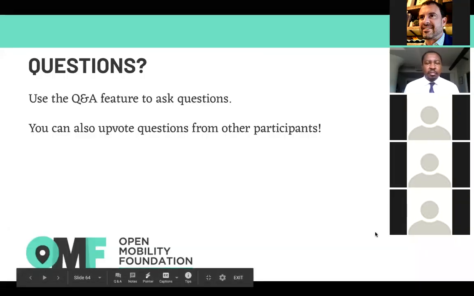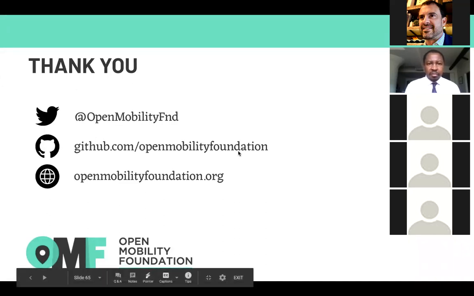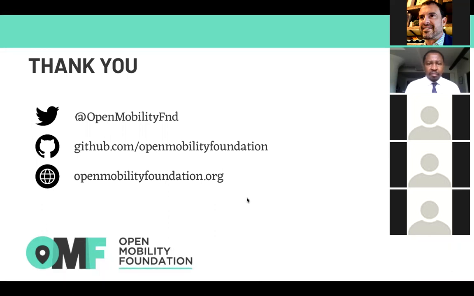But I think the main bottleneck right now is getting providers of other modes of transportation beyond micromobility to the table. And I think the working groups here at OMF are a great way to start doing that.